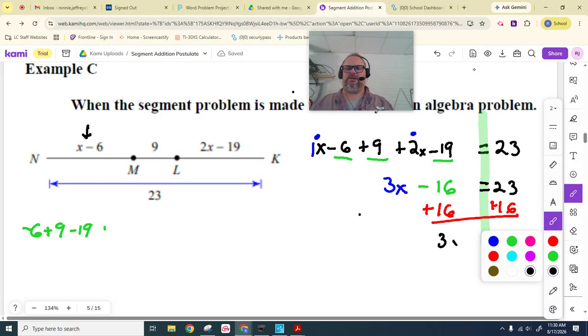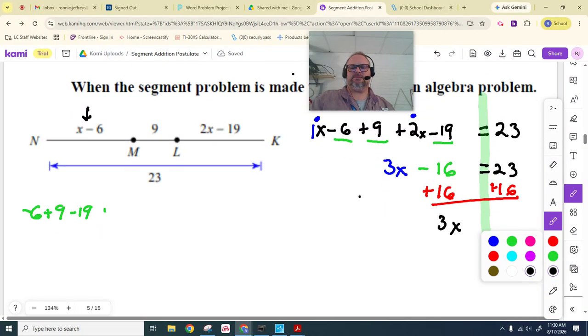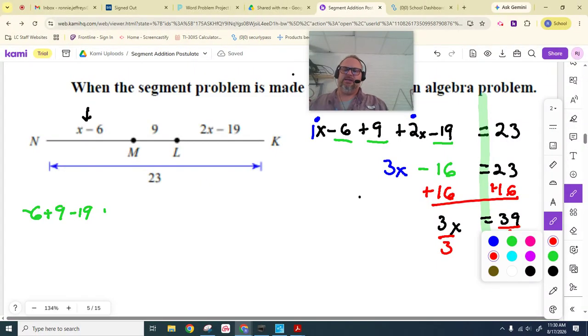So now we have 3x equals 39. Okay, now, how do we get rid of that 3 right there? Divide, because when it's side by side, I must divide. Okay, so we divide both sides by 3, and we should get x equals 13. All right, that tells us what our x equals.